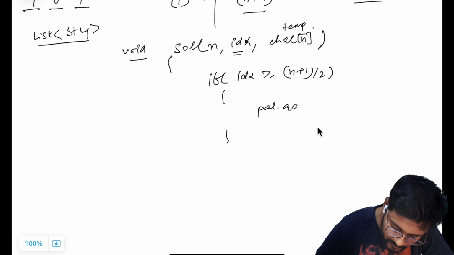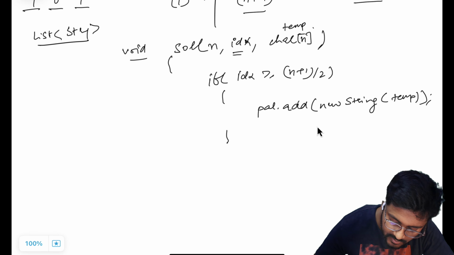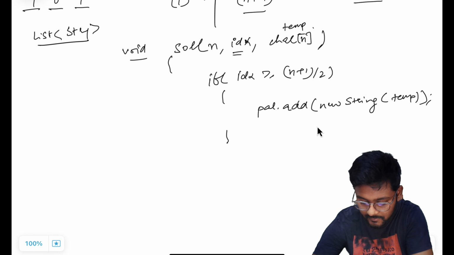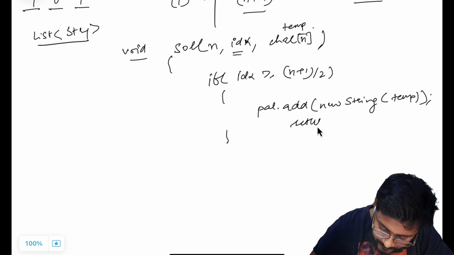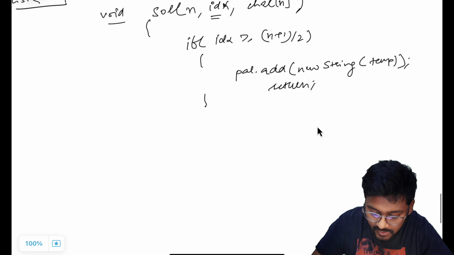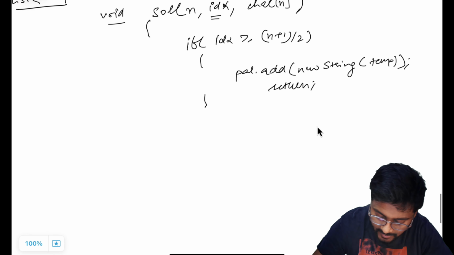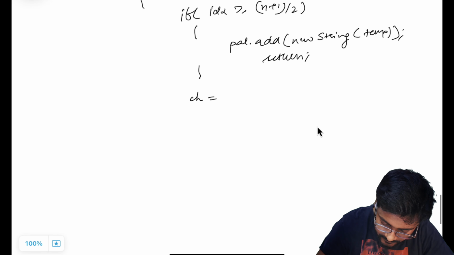So palindromes dot add new string, creating a string object with all the characters from my temporary list. The temporary list is a character array of size n, and once you have captured it, just return from this call. If you have not captured it, you have some scope to add some element. What element will you be adding? This character element. And what is this character?